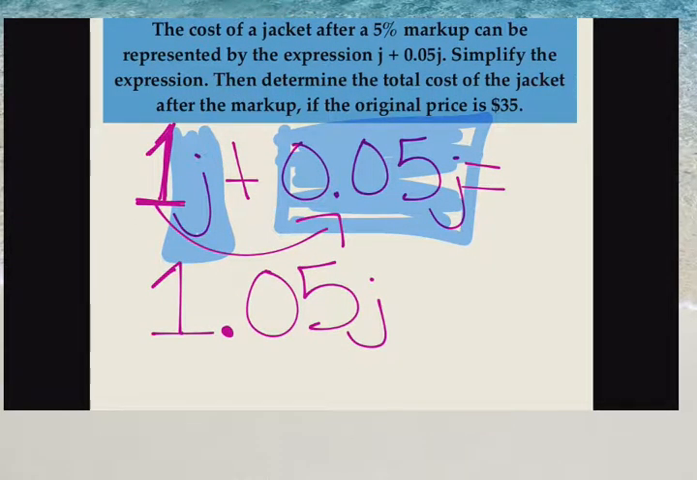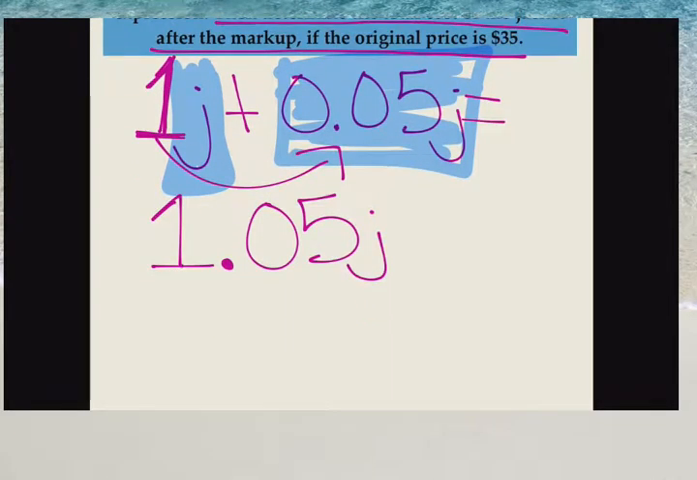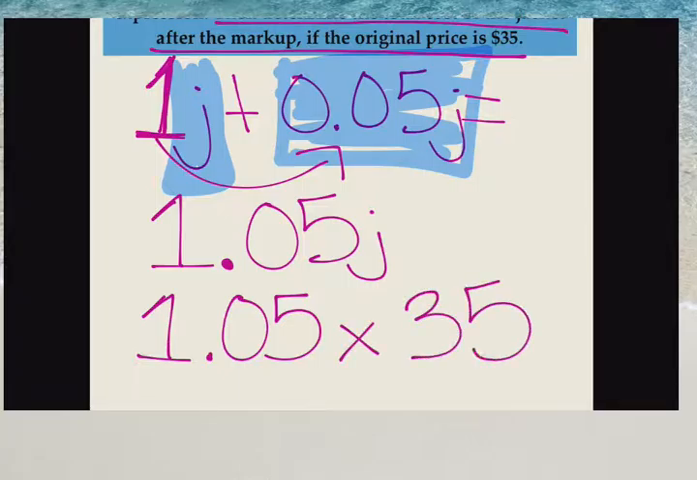Now, they want us to take this one step further and determine the total cost of the jacket after the markup if the original price is $35. So we're going to plug in J, or $35 for J, okay? So 1 and 5/100 times 35, okay?